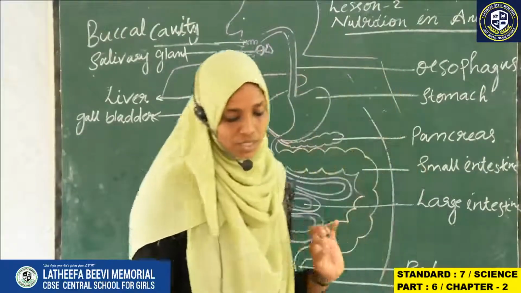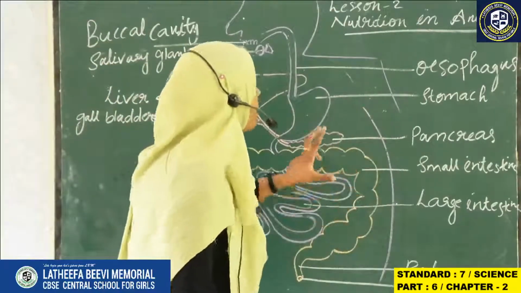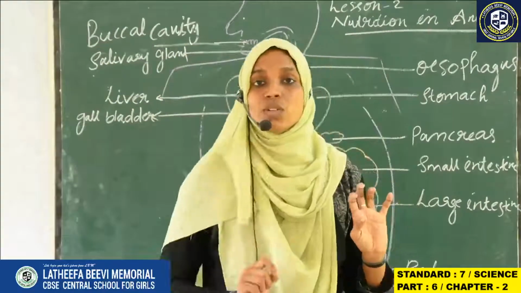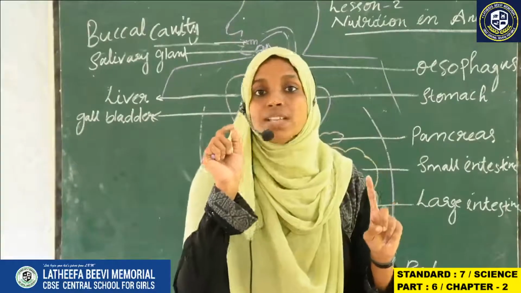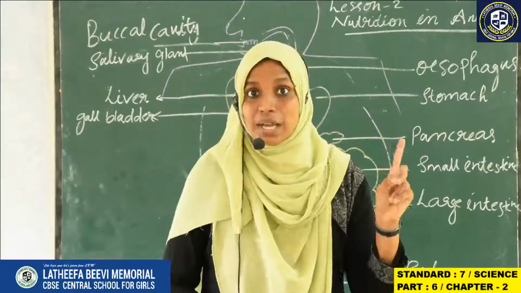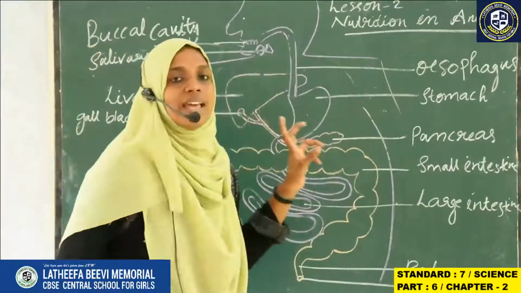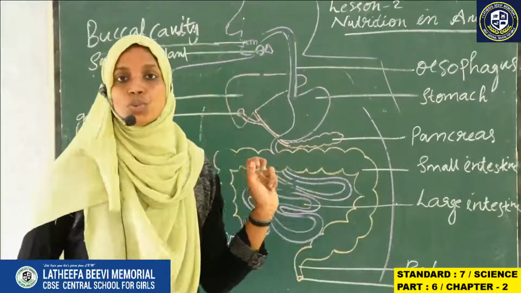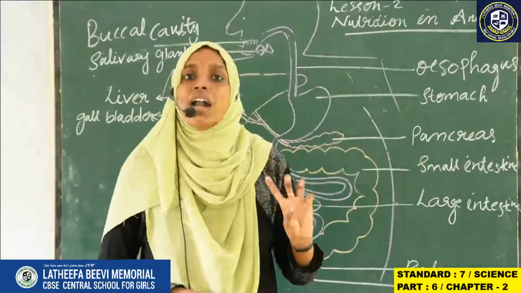Then digestive juices convert complex substances. In the digestive system, just as in the case of the pitcher plant we learned that the pitcher plant produces a digestive juice, like that in human beings in the digestive system there is production of digestive juice. The digestive juice helps in the process of digestion.